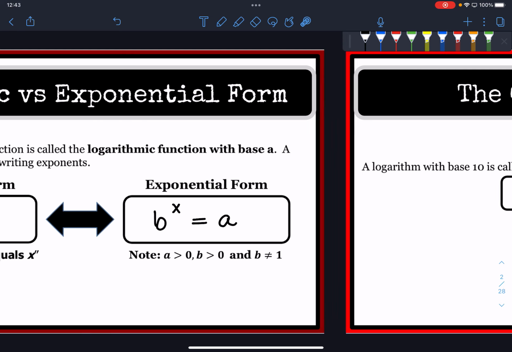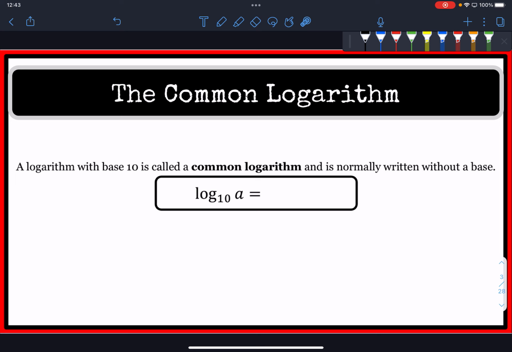So before we go into an example, let's discuss the common logarithm. A common logarithm is a logarithm with a base of 10 and is normally written without the base. So if I have the log base 10 of a, that's normally written simply as the log of a. We don't write the 10. It's understood to be 10 when it's omitted.